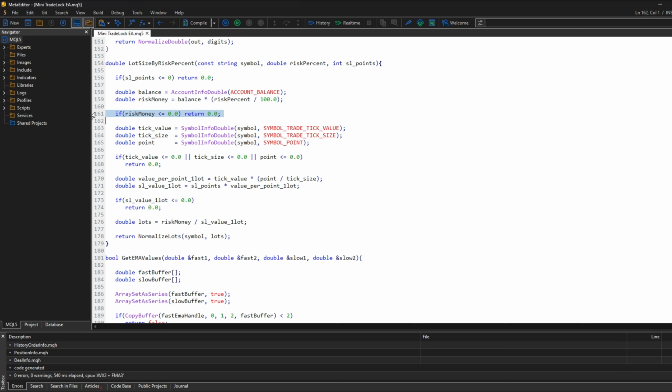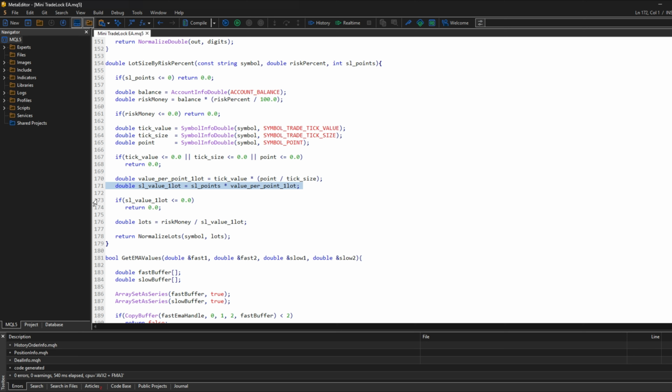Then next, we get the tick value, the tick size, and the point size for the symbol. If any of those values are invalid, we return 0. Then we calculate the value per point for one lot. After that, we calculate how much the stop loss would cost if we traded one full lot.